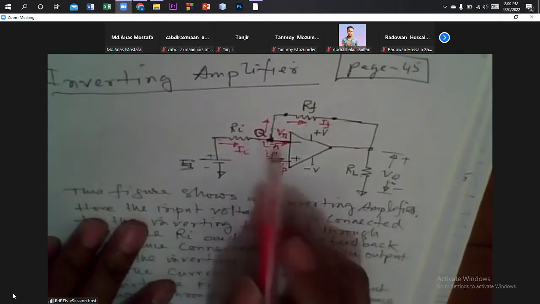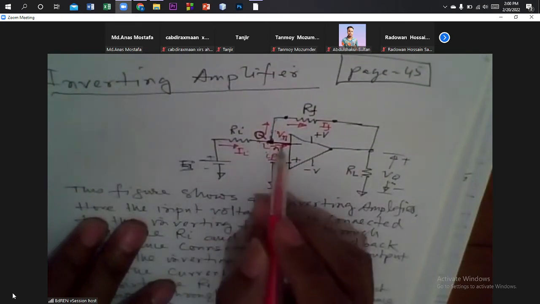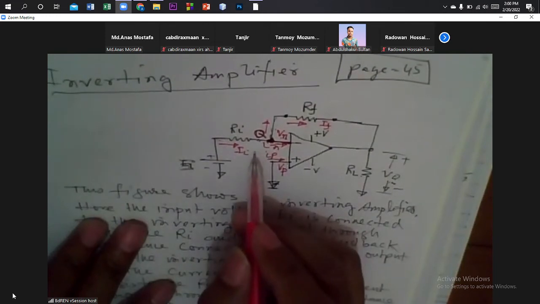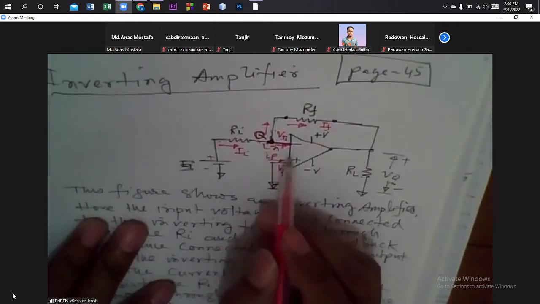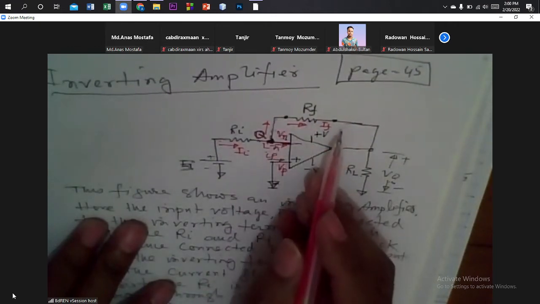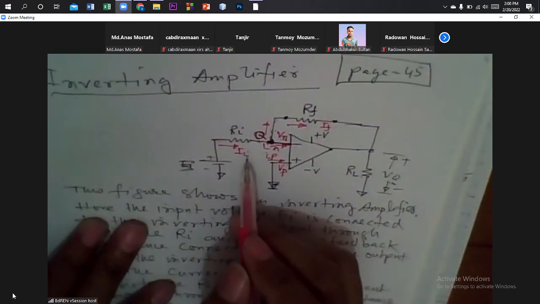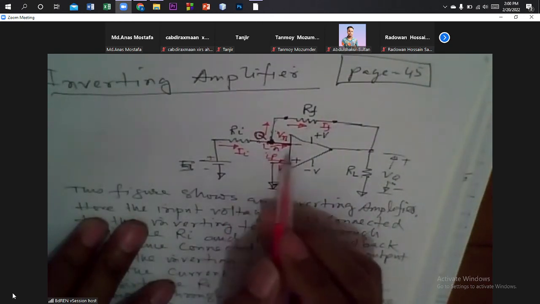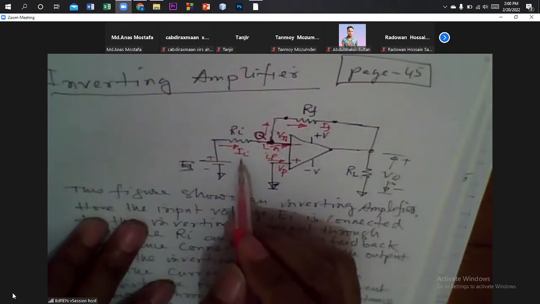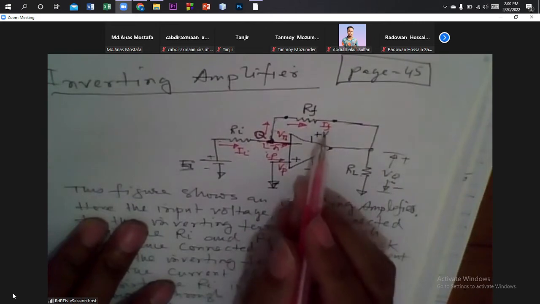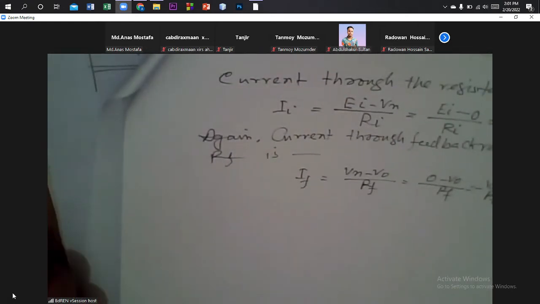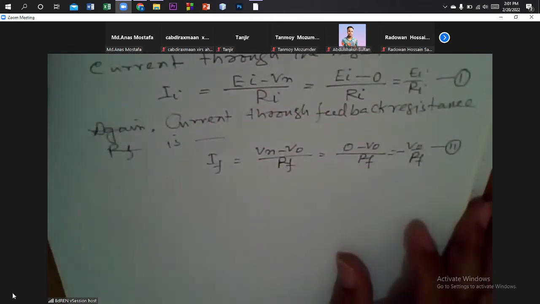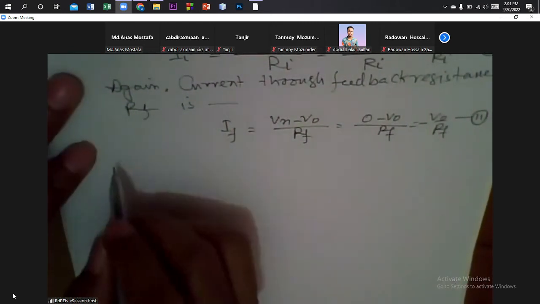So how many currents are here? Three. Which are coming to the junction? I. And which are going out of the junction? IN and IF. So what can we write? Incoming I is equal to outgoing, I equals IN plus IF. Clear to everybody, I think. Now we are applying KCL. Write it down.